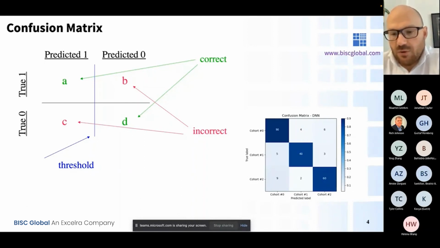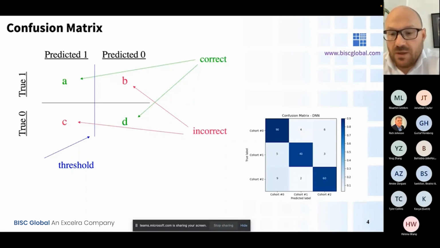I think intuitively it's all clear. If you look at the bottom right corner, you will see dark blue and then light blue. If you have only elements on the diagonal, it means you have a spot-on match. Whatever was predicted corresponds to the true label. So all the samples in your database end up in the right bin, right cohort, or right class.